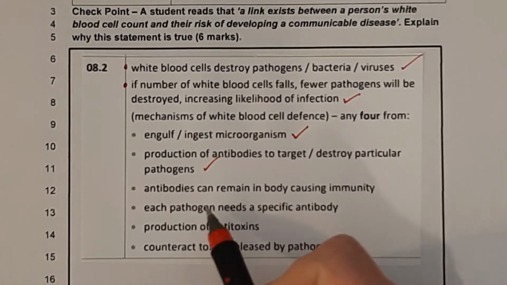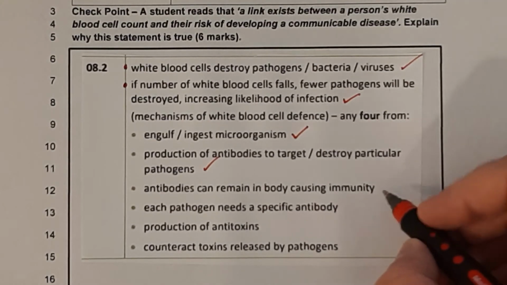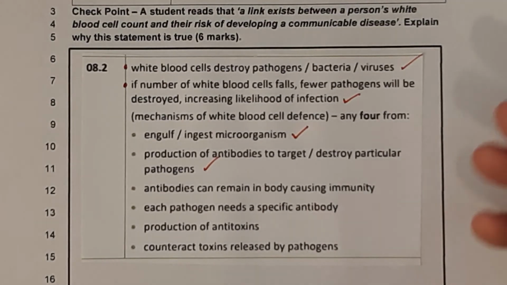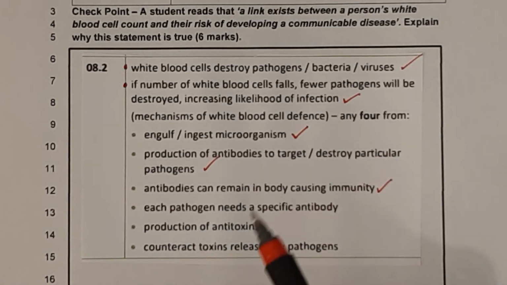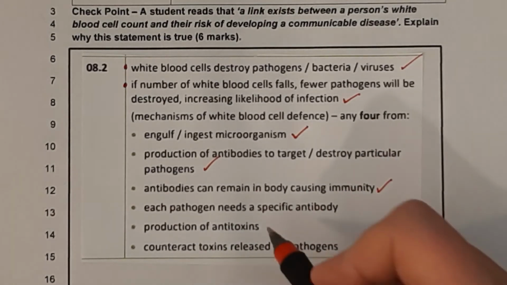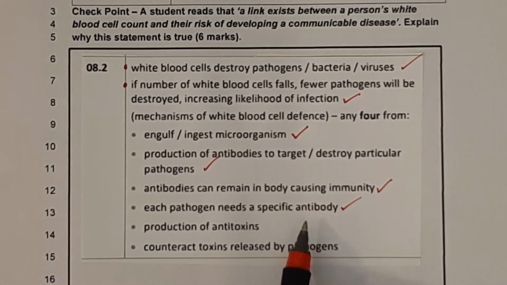Then another mark for saying that these antibodies stay in the body, or the memory cells stay in the body. Anything about the body remembering the pathogen or remembering the bacteria, and that makes you immune. And then another mark for saying that each individual pathogen or individual bacteria or virus or whatever it is needs a very specific antibody. So the idea that antibodies only work for one type of pathogen.